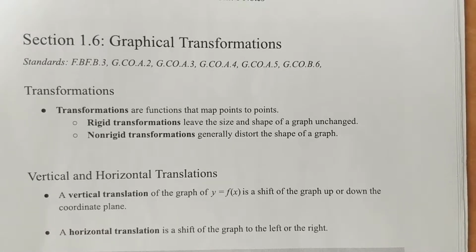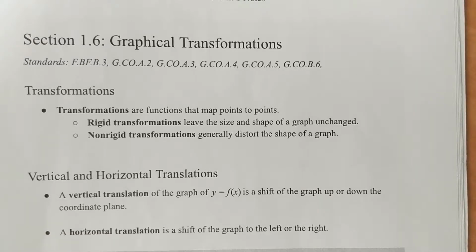So here we have the notes for section 6, the graphical transformations. At the top we've got some definitions. Transformations are functions that move or map points to points, so it's essentially just moving a point around. Rigid transformations leave the size and shape of the graph unchanged. Non-rigid transformations distort the shape of the graph.